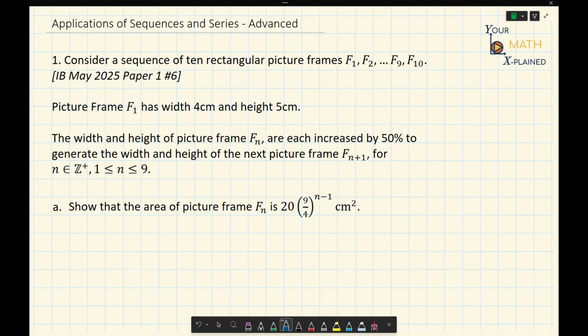Take a moment to read this problem if you haven't had the chance yet. And once you're ready, we're going to jump right in.